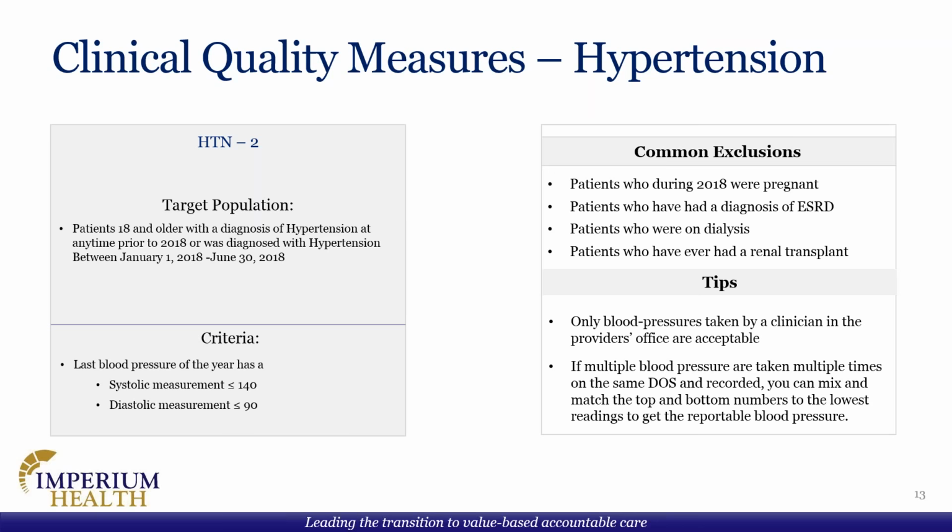A couple exclusions for this measure are patients that were pregnant during 2018, have a diagnosis of ESRD, were on dialysis, or have ever received a renal transplant. Only blood pressures measured or taken in the clinic count to satisfy this measure. So a blood pressure measurement taken and self-reported by a patient, or a blood pressure measurement taken by a home health agency, will actually not satisfy this measure. It needs to be recorded in the clinic.